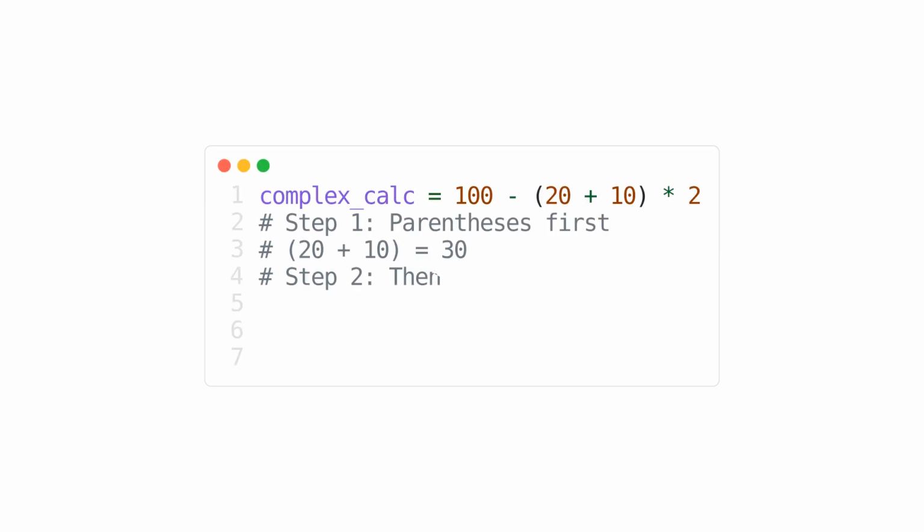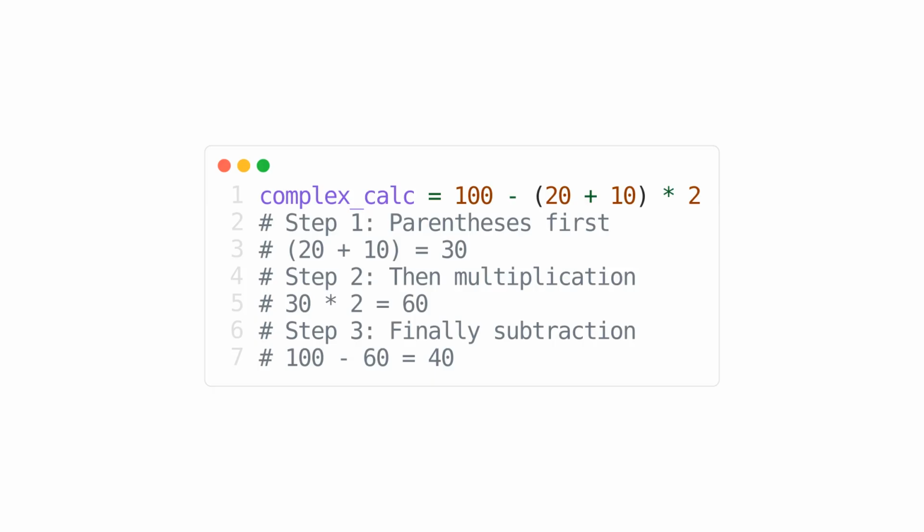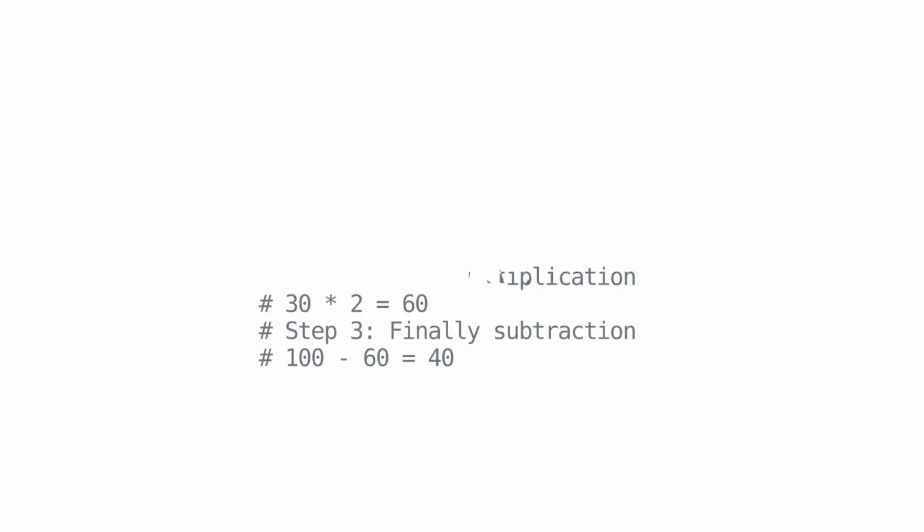Let's tackle a complex example. 100 minus, in parentheses, 20 plus 10 times 2. Step 1, parentheses first, so 20 plus 10 equals 30. Step 2, multiplication next, so 30 times 2 equals 60. Step 3, subtraction last, so 100 minus 60 equals 40. See how parentheses changed everything?